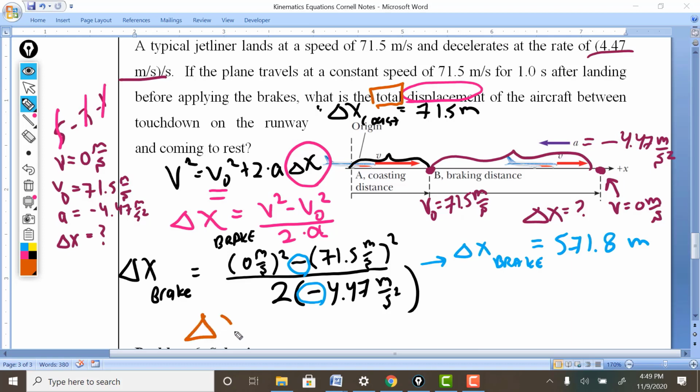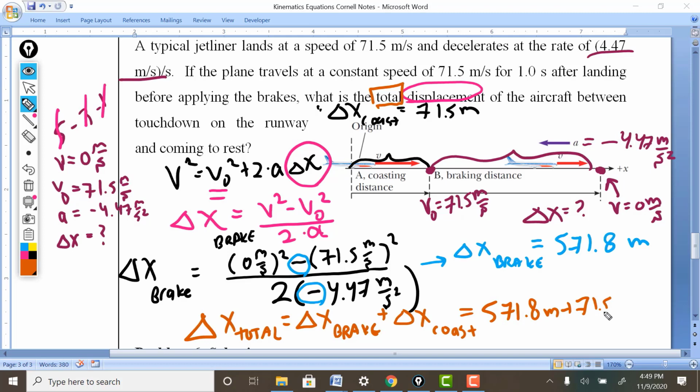The question asks for the total. So the total is going to be the braking distance plus the original coasting distance. So that's going to be 571.8 meters plus 71.5 meters. And we're going to end up getting 643.3 meters.